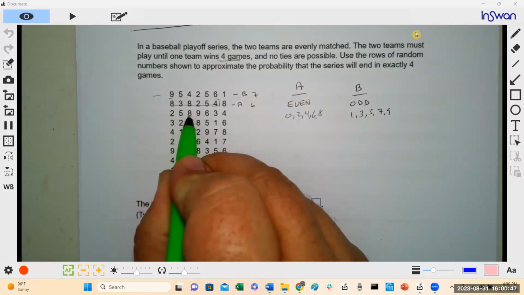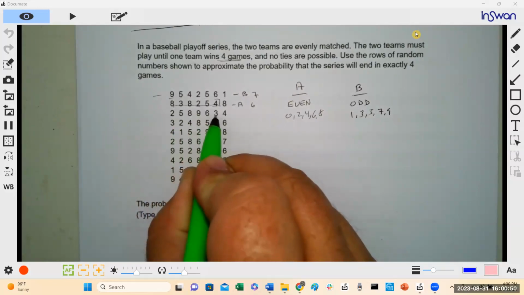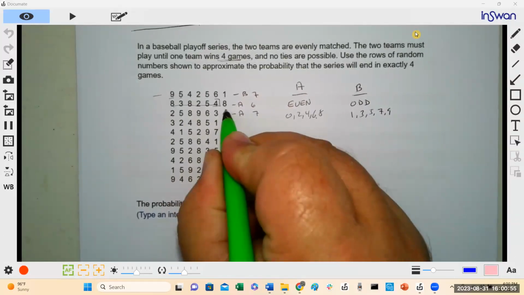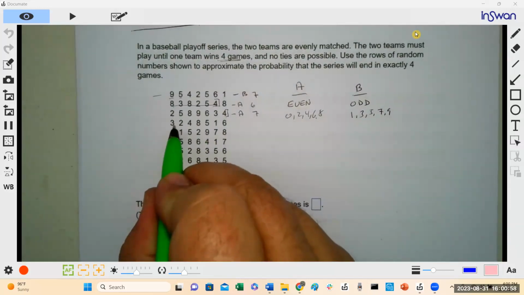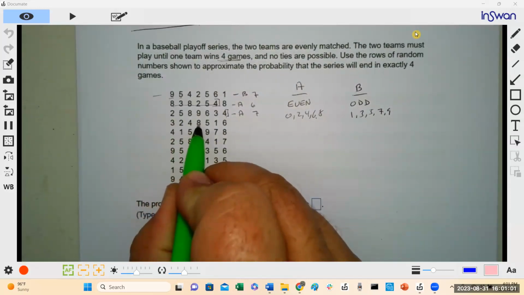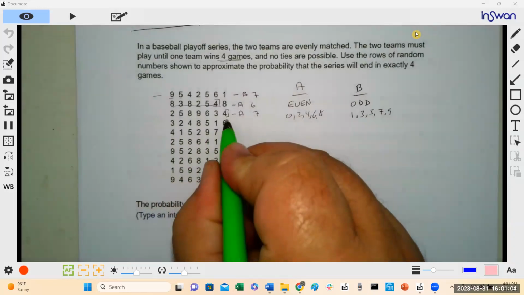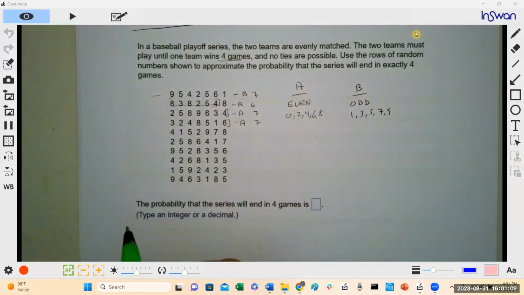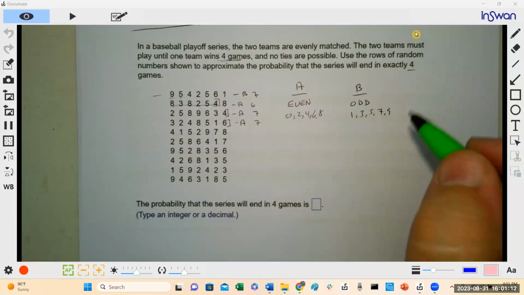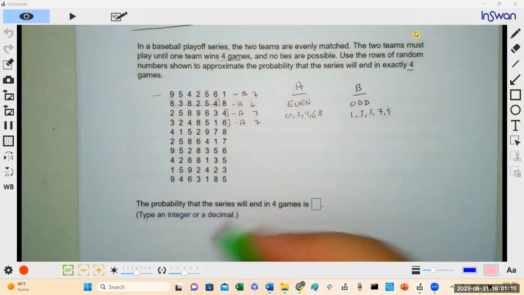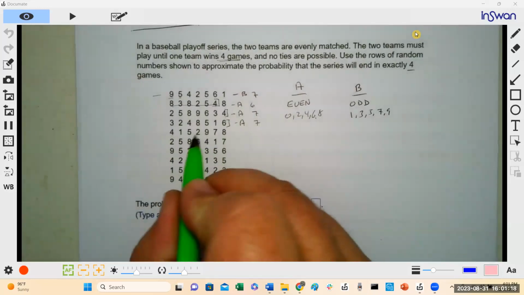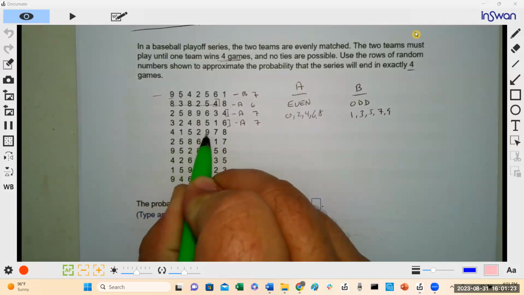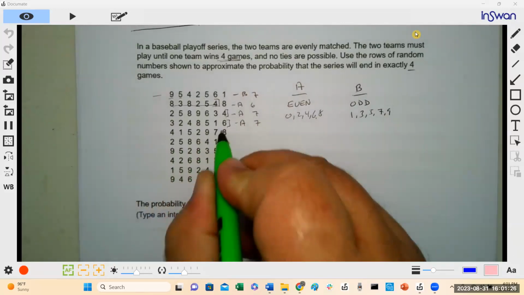So 1, 1, 2, 2, 3, 3, 4. So the evens win that in 7 games. There's 2, 3, 3, 2, 3, 3. There are 4 evens, and they win it in 7. So we're looking at whoever wins it in 4 games. First I'll see what the odds are going to be. 4, 1, that's 2, 2, 2, 3, 2, 4, 2.